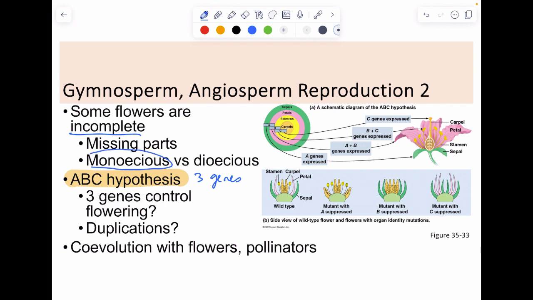If you have a monoecious plant, this is when you have 1 plant only. And they could have complete or incomplete flowers. It depends on location. Dioecious plants, meaning there's a male and a female, or what we would call a male and female, are always incomplete.